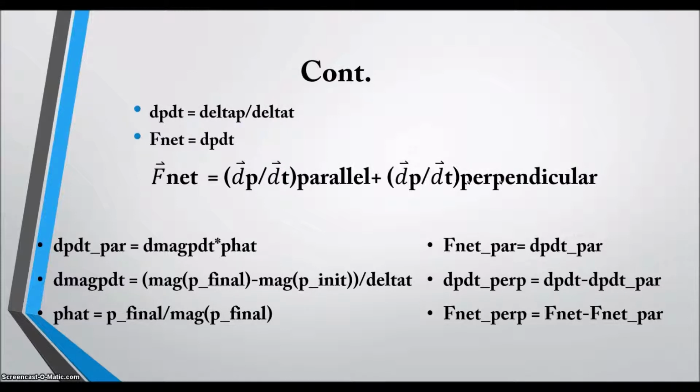Now, the important thing is we find the dp/dt parallel, which is d|p|/dt times p hat. And as you can see, p hat is the unit vector of momentum, and we see that d|p|/dt is the magnitude of the momentum final minus the magnitude of the momentum initial divided by delta t. Now as we multiply those together, we get dp/dt parallel. Now we can use the Fnet equation to find dp/dt perpendicular, which is equal to Fnet minus Fnet parallel.